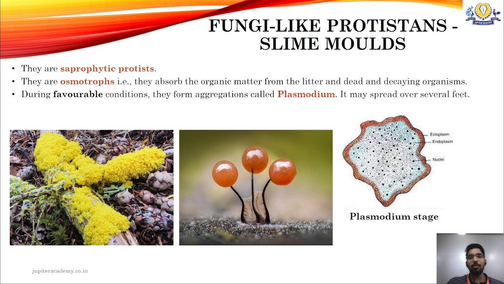Next is fungi-like protistans. There is only one group, which is slime molds. They are saprophytic protists, meaning that they feed on dead and decaying organisms. They are also known as osmotrophs. Osmotrophs are organisms which feed on organic matter only. They do not take in the inorganic matter from dead and decaying organisms or from the litter which falls down from the trees. They only absorb the organic matter and hence help in cycling of the inorganic matter back to the soil for plants to reabsorb, your phosphates, your sulfates, and so on.